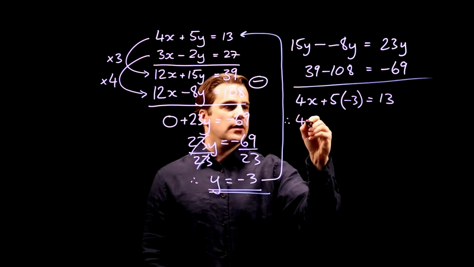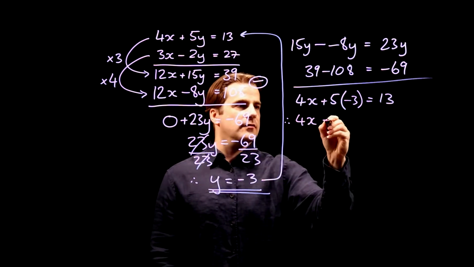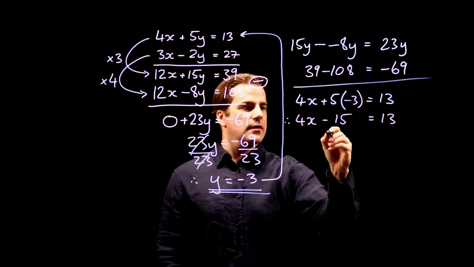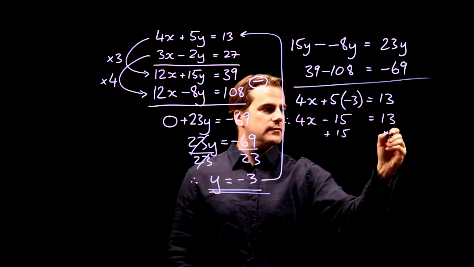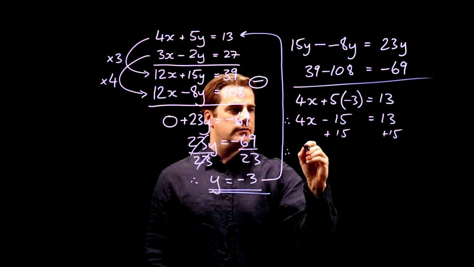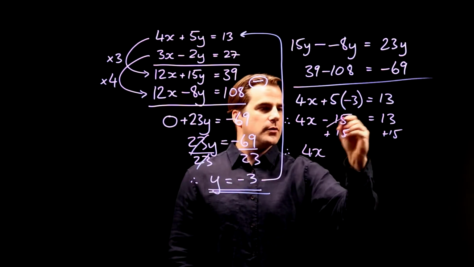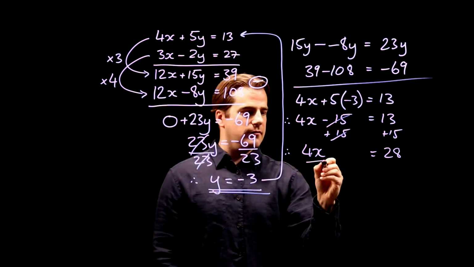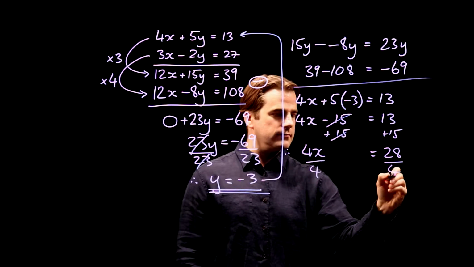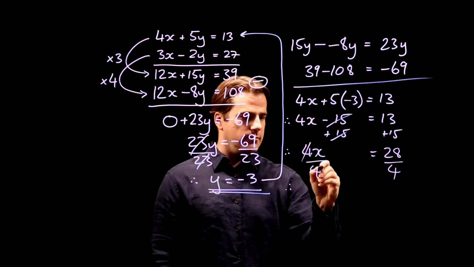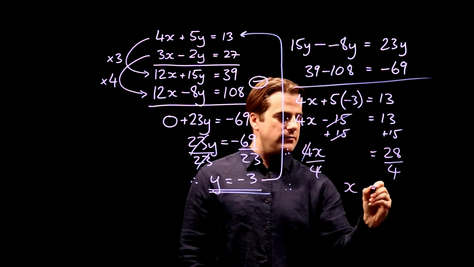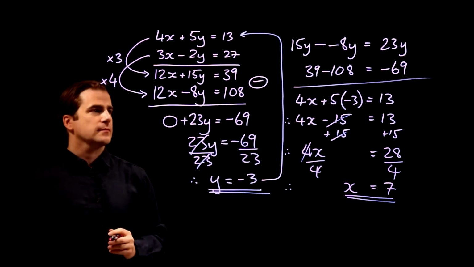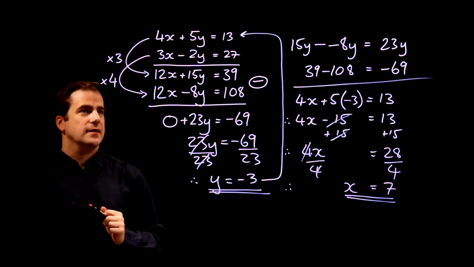So, for x, 5 times minus 3 is minus 15 equals 13. Add 15 to both sides. 4x, boom, boom, equals 28. Divide both sides by 4. Therefore, boom, boom, x equals 7. And we found x. And that's it. That's the elimination method.